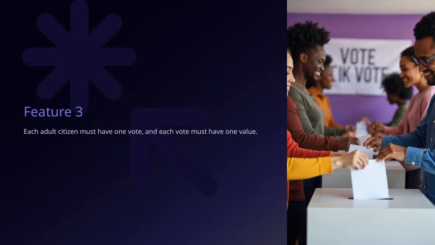Now, let's talk about feature 3. This principle is all about ensuring that each adult citizen has one vote. It emphasizes the importance of equality in our voting system. Each person's voice should carry equal weight, which means no one's vote should be more powerful than another's. Additionally, it's crucial that each vote has one value, so every vote counts equally and fairly. This helps maintain fairness and prevents any distortions or imbalances in representation. When we look at this in the context of our overall theme, it highlights the fundamental idea of democratic equality, that everyone deserves an equal say in decisions that affect our society.